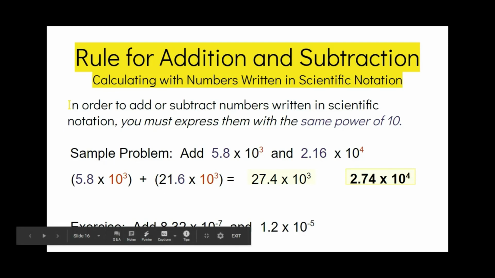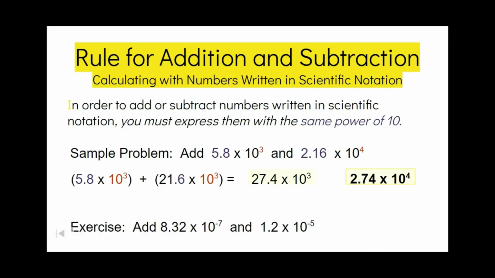You try by yourself. 8.32 times 10 to the negative 7, add 1.2 times 10 to the negative 5. You should get 1.28 times 10 to the negative 5. Questions or concerns?